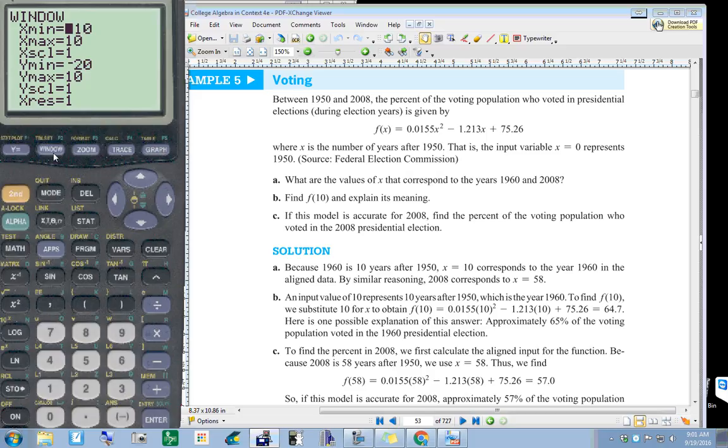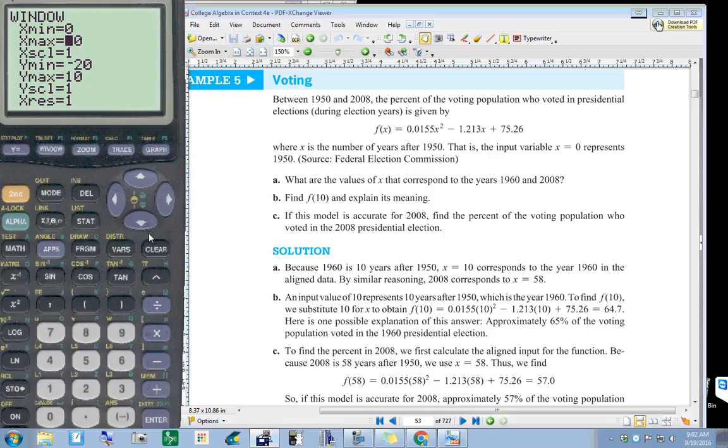I'm going to go to Window. This is real live data. It's talking about something, giving us information about something. So, do I care what's happening in the negative? Because if the x is negative 10, that represents 1940. I don't care about that. So I'm going to put that into 0, because 0 was starting at 1950.